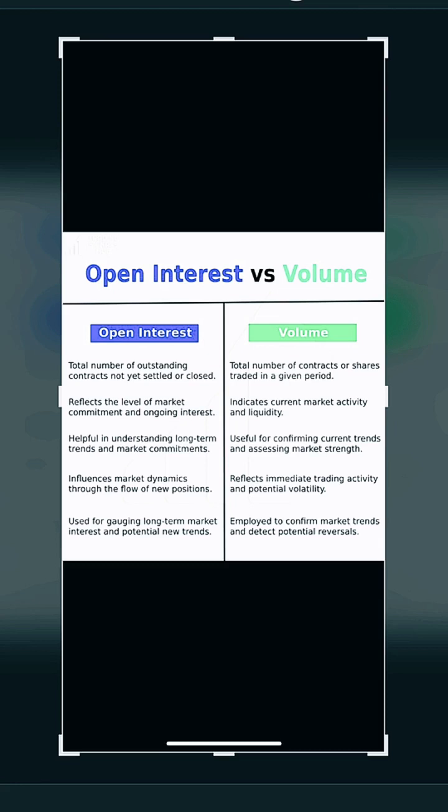And then volume. You could trade a stock on volume alone with one eye closed, for real. Trading without looking at the volume is like throwing shots in the dark. It's the total number of contracts or shares traded in a given period. It indicates current market activity and liquidity. Useful for confirming current trends and assessing market strength. Reflects immediate trading activity and potential volatility. Employed to confirm market trends and detect potential reversals.